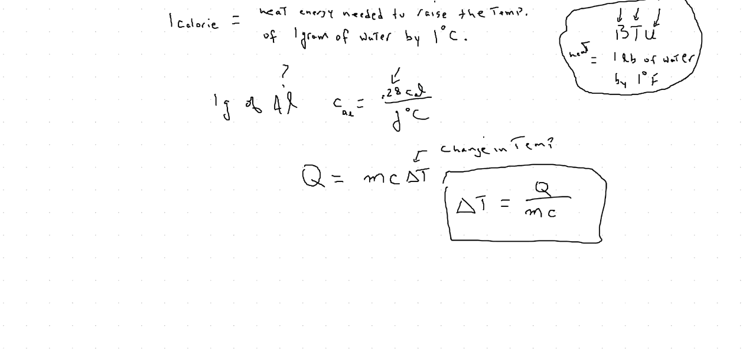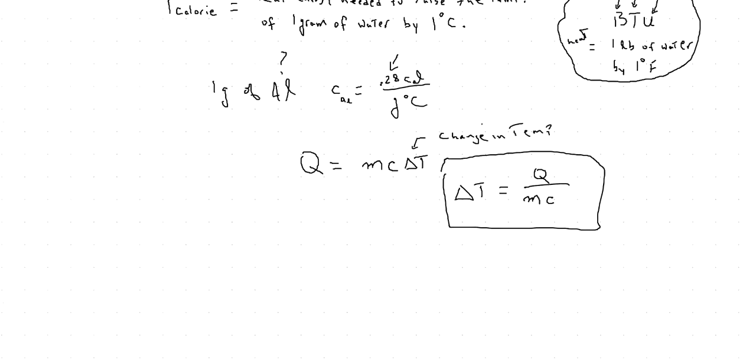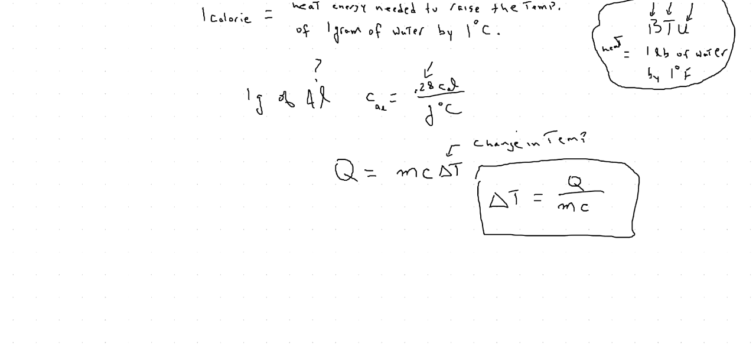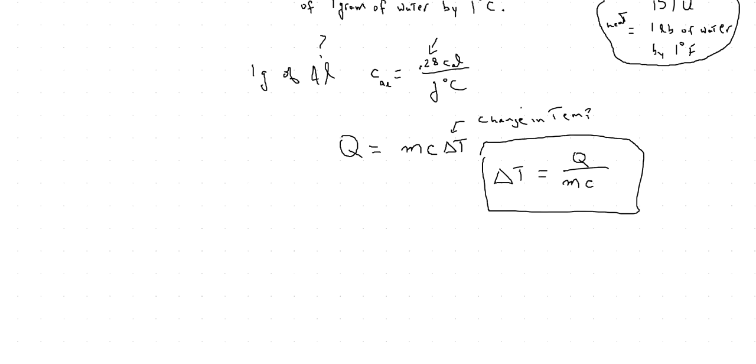Okay. Now, in this lab, we want to find the specific heat capacity of copper. So the specific heat capacity of water, we just said, is 1 calorie you need to add to 1 gram of water to raise the temperature by 1 degree Celsius. Okay, so we don't need a 1 there. 1 calorie per gram per degree C is the specific heat capacity of water.